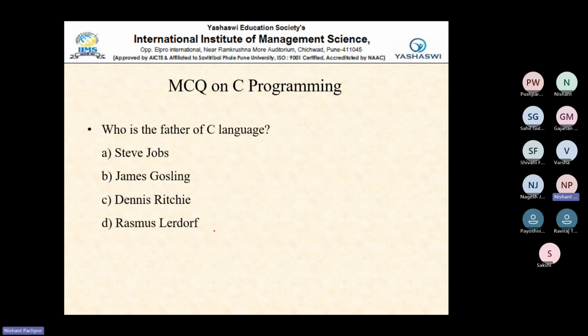If you are ready for the MCQs, here are some examples to check. Please judge your answers and tell me the answers. Who is the father of C programming language? So the answer is, anyone? C, Dennis Ritchie. Yes, correct.